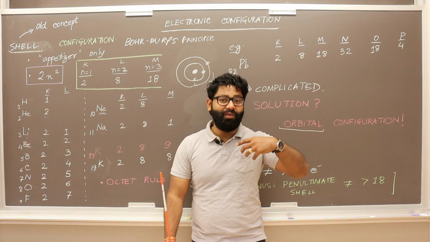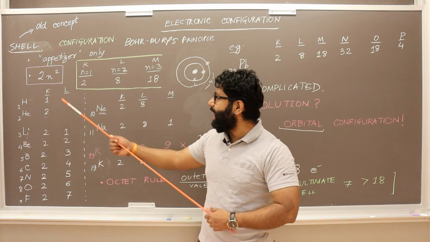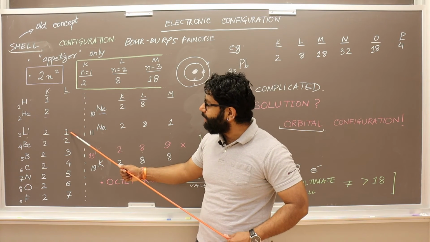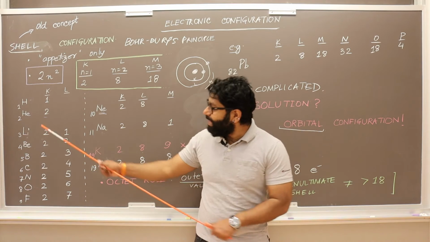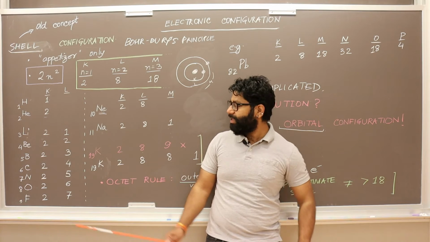Now, since the K shell is full and we have one more to go, we move on to the next orbit, which is the L, and we house one electron in the L, right? And this is the way we move forward, okay?